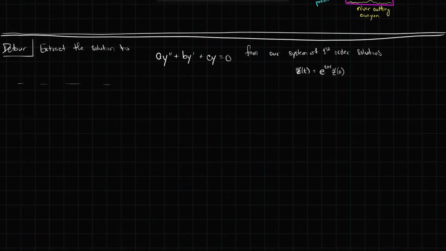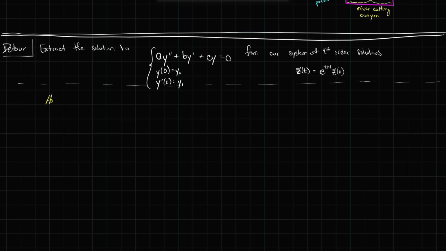So a lot of people don't go through this process, but I think it's a bit of an enlightening process to extract the solution to the equation we're going to study today, coming from the solution that we've already been looking at. So let's go ahead and extract that solution. And actually, I'll give myself some initial time value. Let's just call it 0, y0, and some initial velocity at 0, y1.